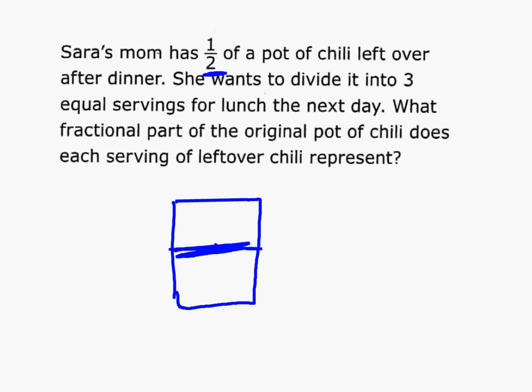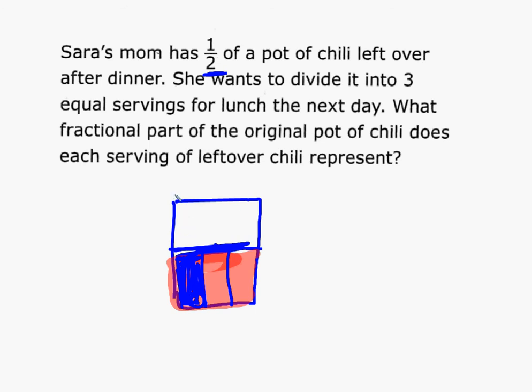Okay, so this is my 1/2 a pot of chili that's left over. So that's this first sentence. The second sentence says she wants to divide it into 3 equal servings. Okay, I have 1/2 a pot of chili. I'm going to cut it into 3 servings. What fractional part of the original pot of chili does each serving represent? So this is one serving right here. I want to know what fraction this is of the whole thing.